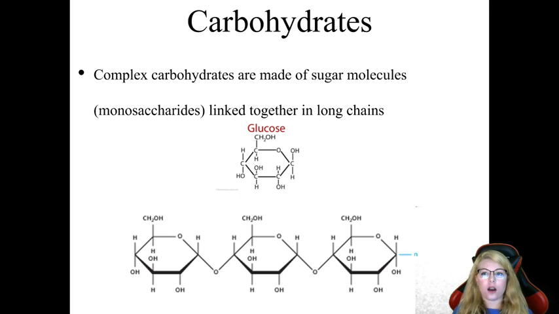Complex carbohydrates are made of sugar molecules, the monosaccharides, linked together to form longer chains. We said in the previous slide that glucose was one example of a simple sugar, or a monosaccharide. So here's just one glucose. This is a simple sugar, a monosaccharide. However, we can link them together, and this is chemistry, so you're not expected to draw these. This is just showing you the structure, but we can link multiple glucose molecules together to form a chain.